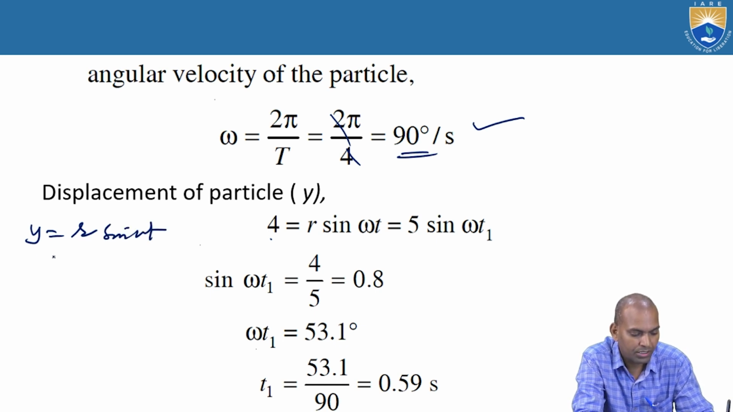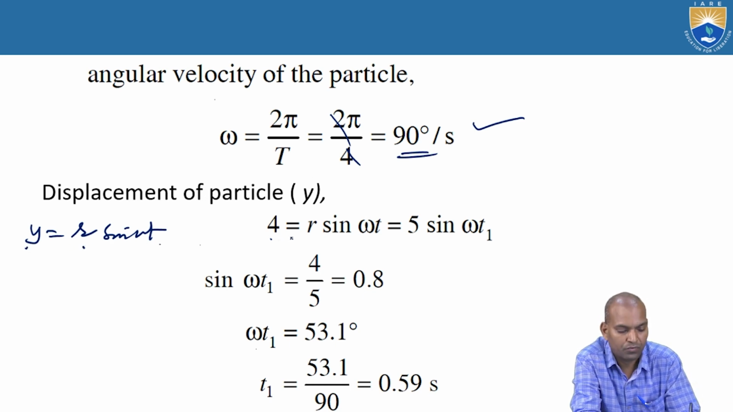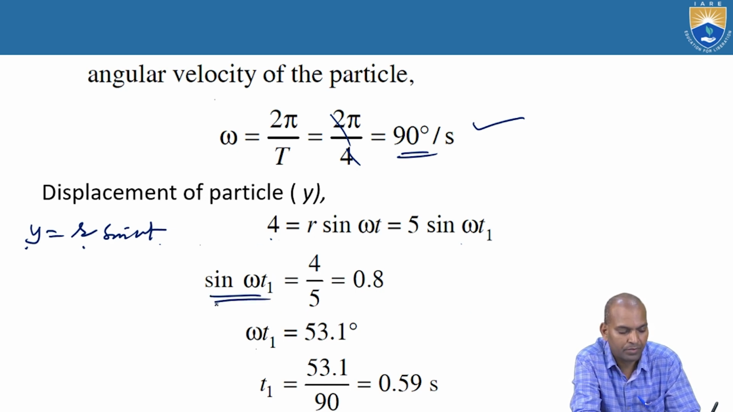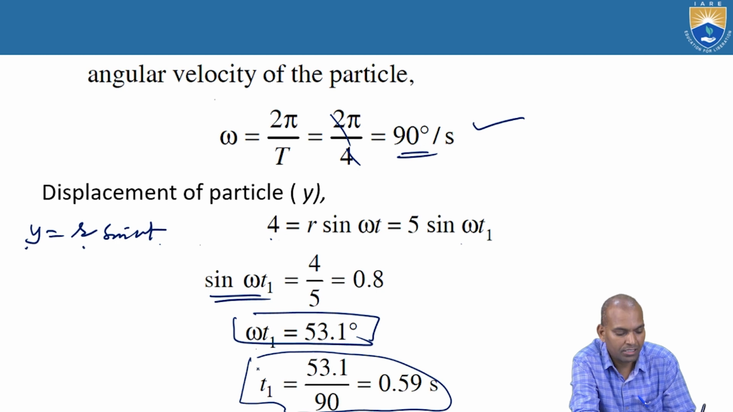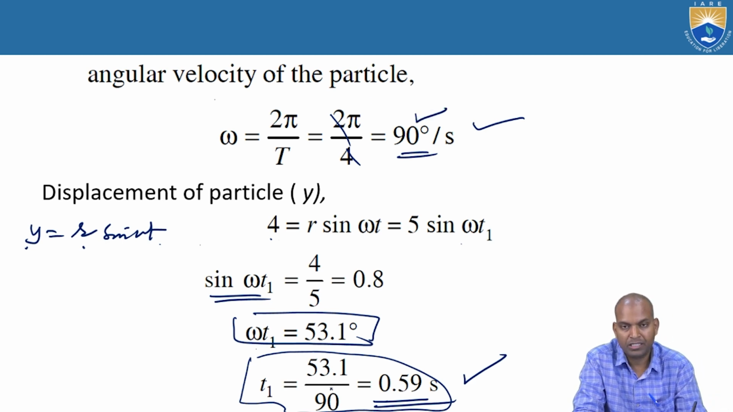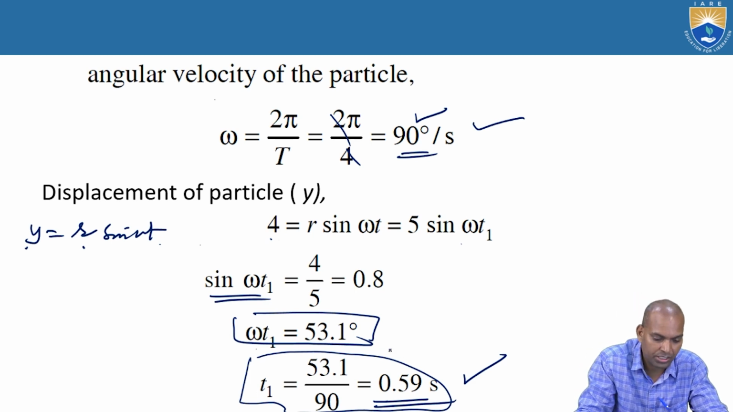Now substitute y1 and R here. We get the equation 4 equals 5 times sin omega t1, so sin omega t1 equals 4 by 5. From that, omega t1 equals 53.1 degrees, so t1 equals 53.1 by 90 degrees, that is 0.59 seconds. Both must be in degrees, or if both are in radians, you have to convert. Here it is already in degrees, so degrees by degrees maintains dimensional homogeneity. That is t1 equals 0.59 seconds.